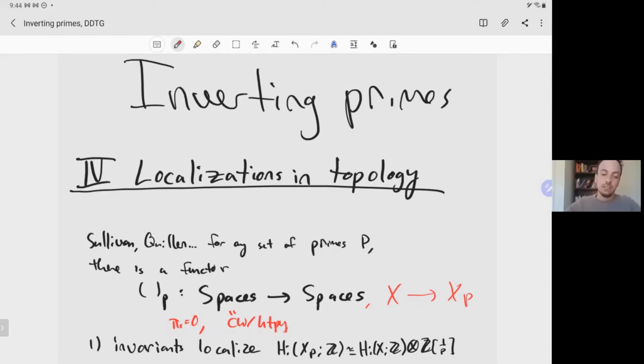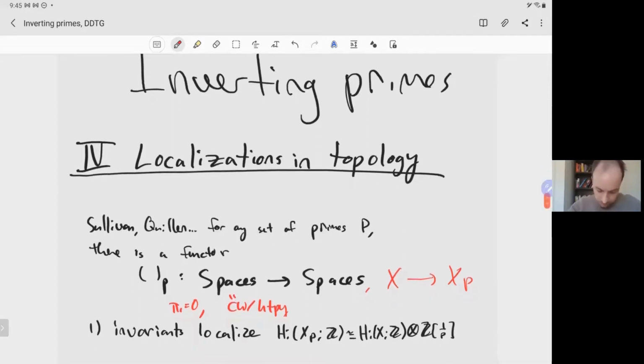So the singular homology of X sub P is actually the localization of the singular homology of X away from the prime P, which basically means you just tensor with Z with 1 over P inverted, so you invert P in singular homology.